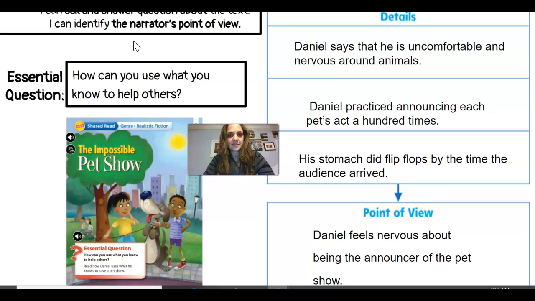So 3rd graders, we did it. I can identify the narrator's point of view. We close read the story and we identified key details that show what the character, who's the narrator of our text, thinks and feels about an event in the story. It's going to be your turn. When you're reading your books, think about the characters or the narrator's points of view of other characters and events in the story. Have a great time reading.